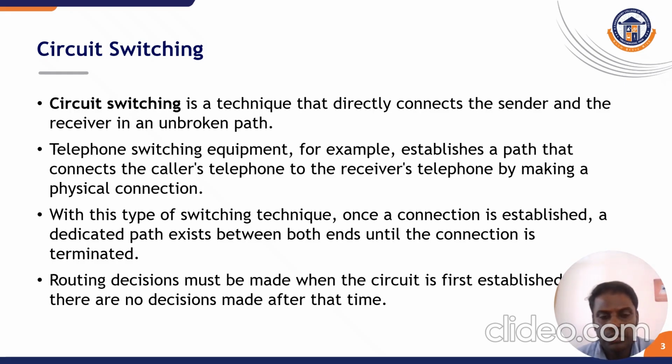So from this definition we understood that before transferring the actual data, both devices will make a handshake. Handshake means they will set up the dedicated path to transfer the data. Once the path is set, the data transfer happens. But once the data transfer begins, there is no way to change the path during the session. So in circuit switching, the path is dedicated, and once the session has started, we cannot change the path. The routing decision must be made when the circuit is established, and no decisions are made after that time.